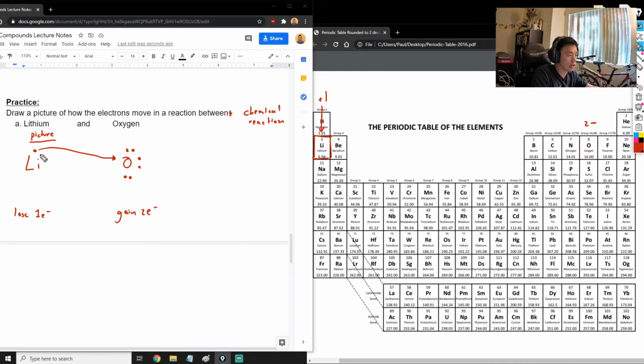And now this Li is happy because it got rid of 1 electron. But O is not happy right now because it wants to gain 2 electrons. So we're going to have to add another lithium, another Li, so that it can provide the second electron that oxygen wants. And so this is the picture that shows you how the electrons want to move. We're going to need 2 different Li's to give an electron to O. That way the O can be happy because it gains 2 electrons.